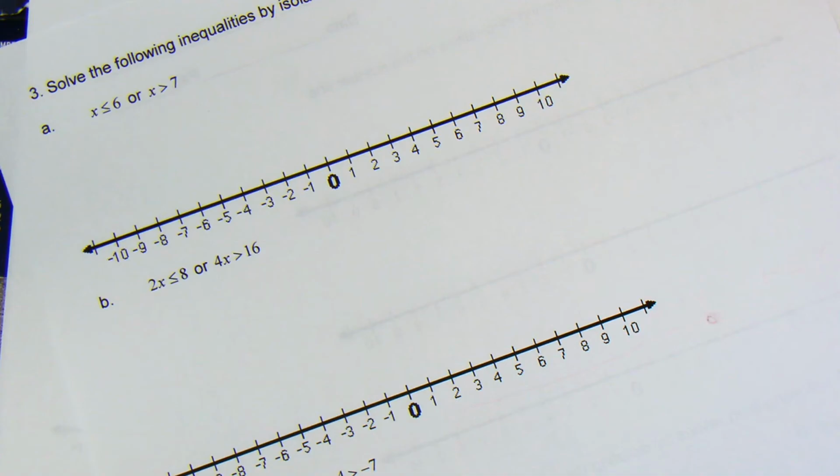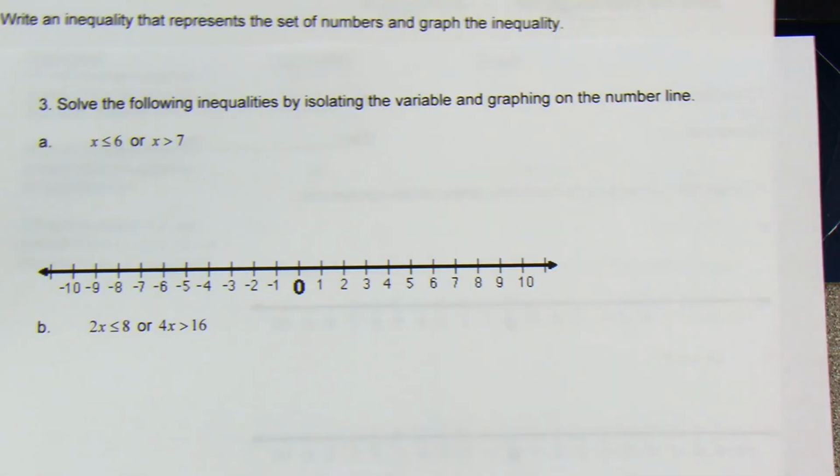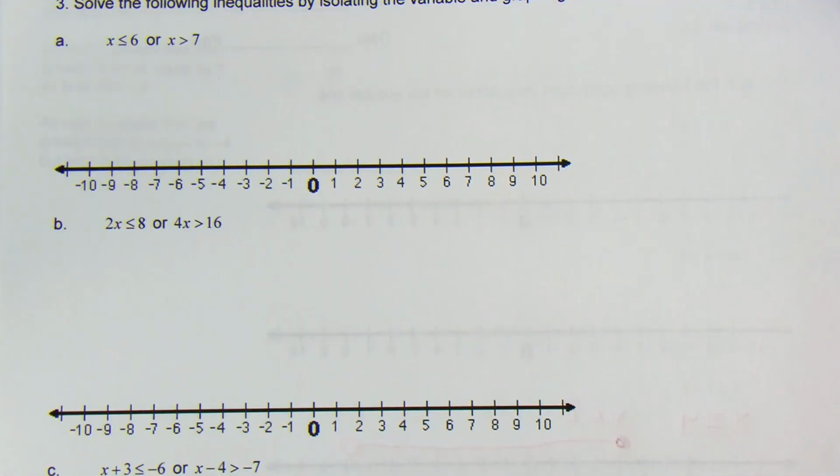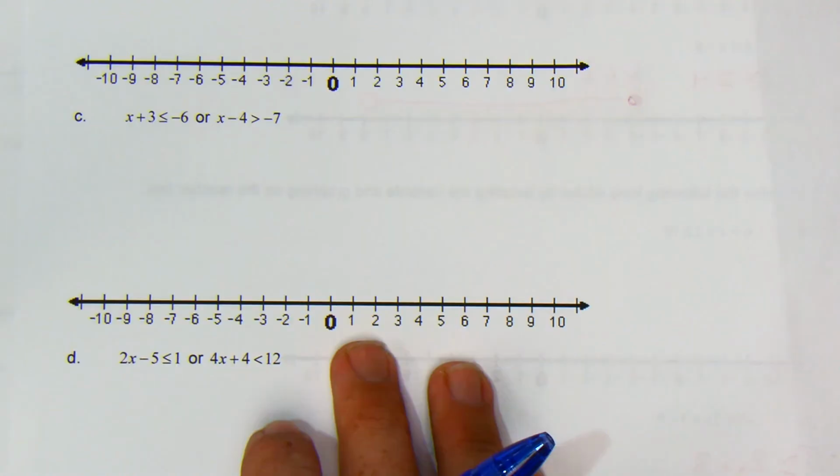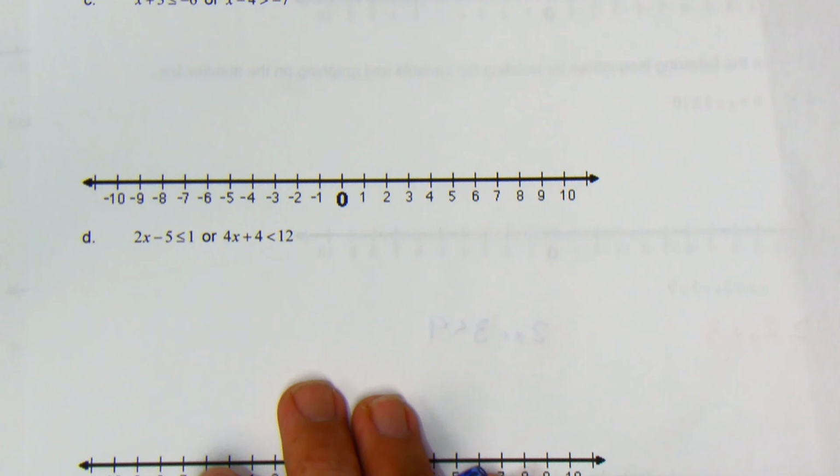All of these are word problems, so these are fairly straightforward. The top one you're just graphing, and then the next you're solving multi-step or single-step equations to isolate the variable, and then we are graphing the solution.